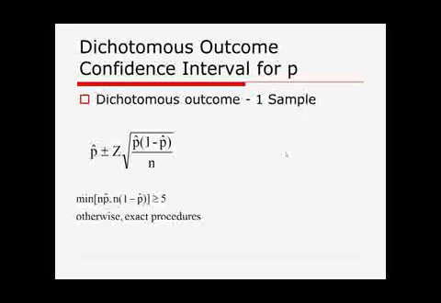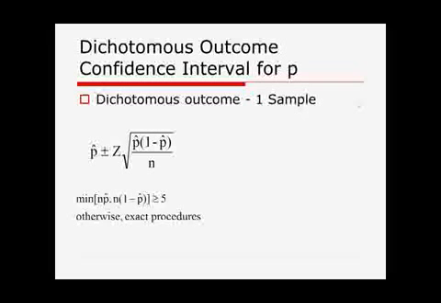So for a dichotomous outcome in one sample, here's the formula for a confidence interval. Once again, you start with your best estimate, so that will be the sample proportion, and then you add and subtract all that stuff to the right of the plus minus, which is called the margin of error. There's the Z number that we would include for the confidence level, say 1.96 for 95%, and then all that under the square root is the standard error.